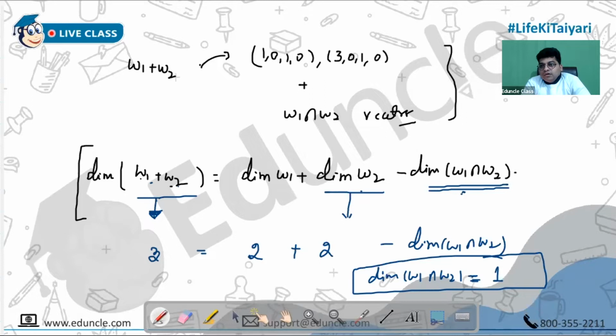Acha, tell me one thing: what is the vector which is generated by W1 intersection W2? What is the basis of W1 intersection W2? Linear combination of W1 and W2. How? A vector which belongs to both W1 and W2. So you will say linear combinations.